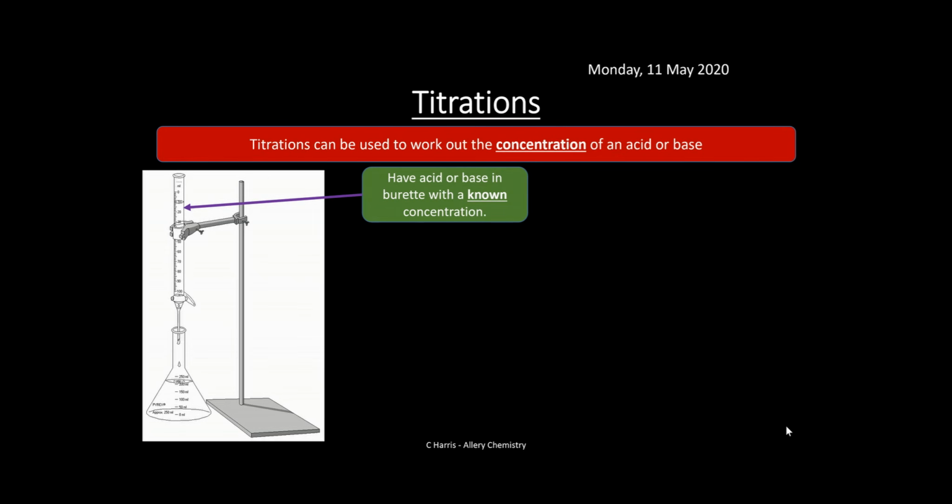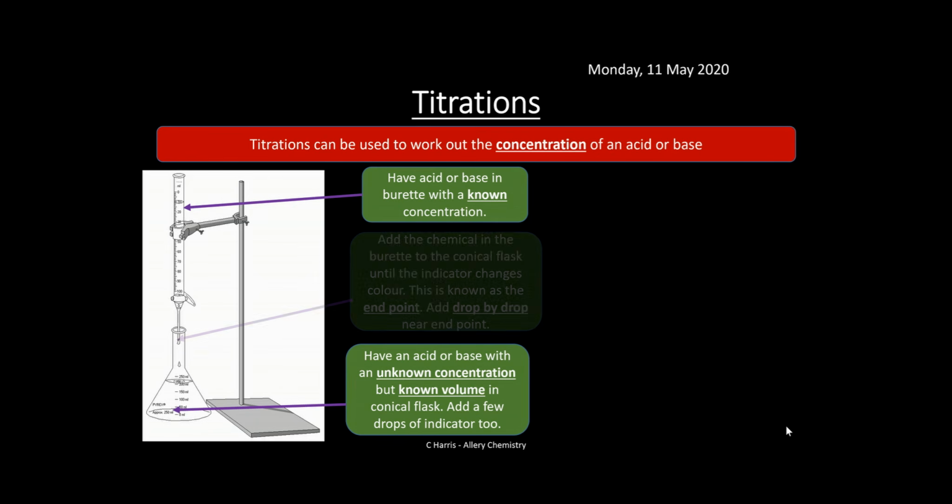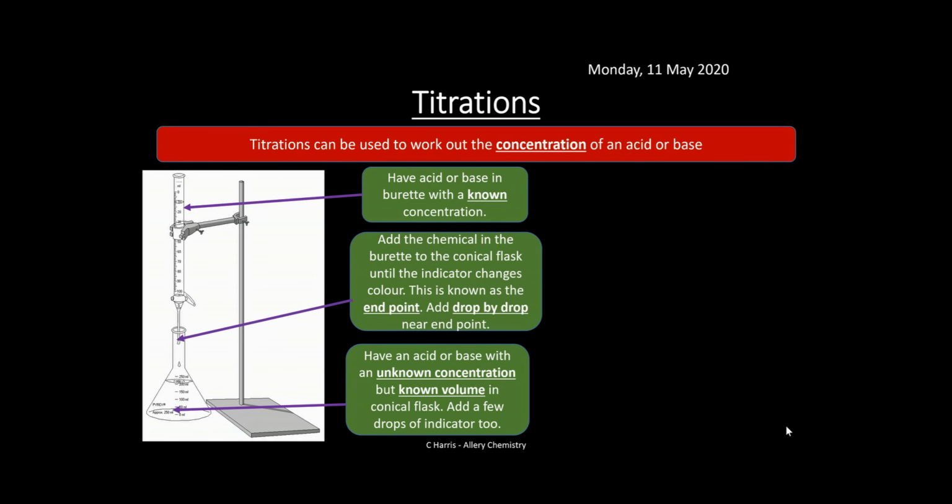So you can see here we've got our setup. We've got our burette, and in this example, we could either have an acid or a base in the burette, and it has a known concentration. And we have an acid or a base with an unknown concentration, but a known volume, in this conical flask. What we do is add a few drops of indicator in there as well. The indicator tells us the end point. Then we add the chemical in the burette to the conical flask until the indicator changes colour. This is known as the end point.